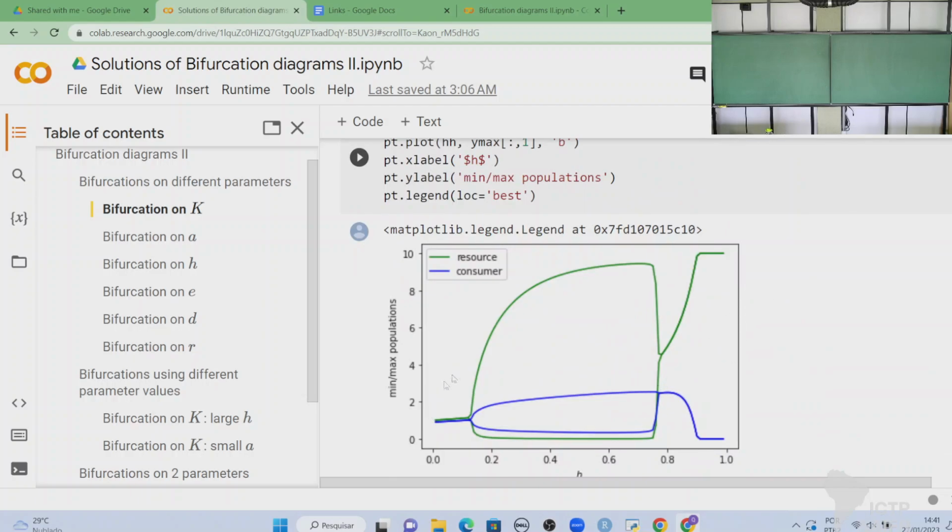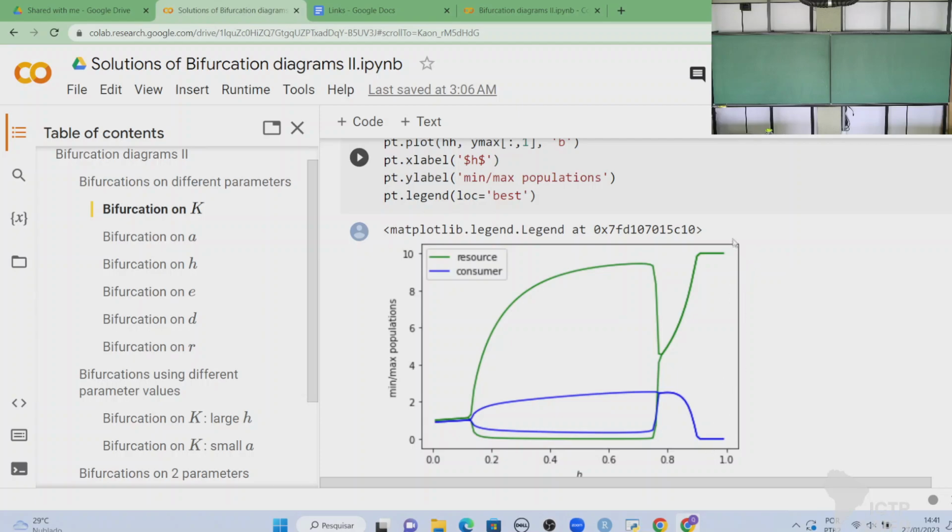So there's a region here for large H. Remember that large H, what does that mean, right? H is handling time. It's the time it takes for the predator to consume each prey. So if it is large, then the predator cannot consume too much, and it ends up being extinct, right? So this is for large H here.